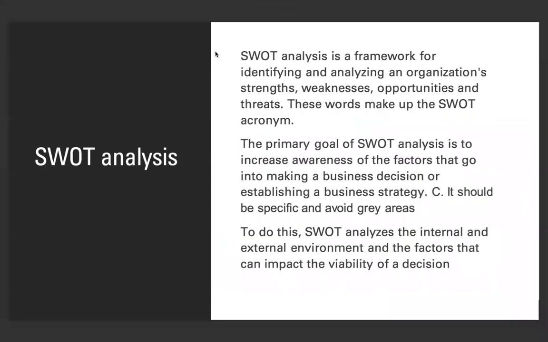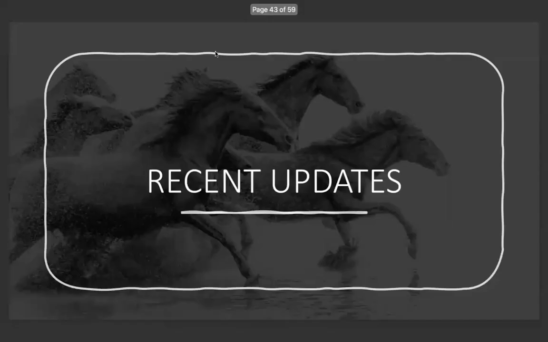SWOT analysis is a framework for identifying and analyzing an organization's strengths, weaknesses, opportunities, and threats. These words make up the SWOT. The primary goal of SWOT analysis is to increase the awareness of the factors that go into making a business decision or establishing a business strategy. It should be specific and avoid gray areas. To do this, SWOT analysis examines the internal and external environment and the factors that can impact the viability of the decision.